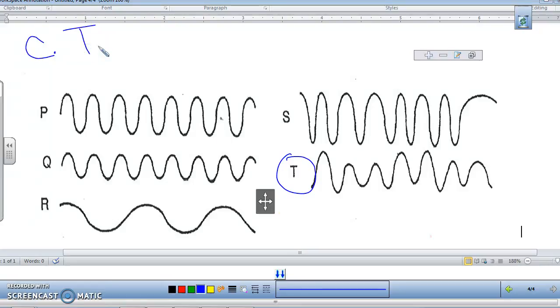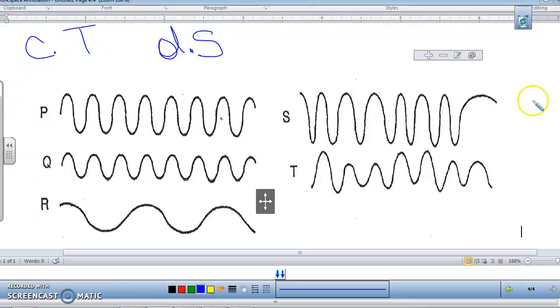On the next one, letter D, it says wave blank shows a steady amplitude, so a steady height, but a changing frequency. So it means the waves might be going fast and then slow, fast and then slow. So the correct answer to that one is wave S. Their amplitude or their height is all the same. They're not getting smaller or shorter, but the frequency isn't the same. So here, these are a little closer together, whereas here they're a little bit more spread apart.